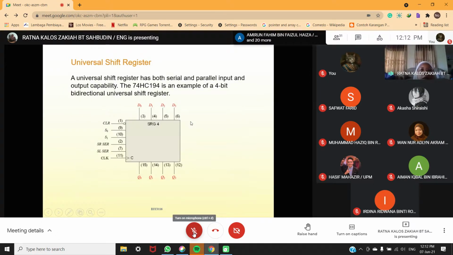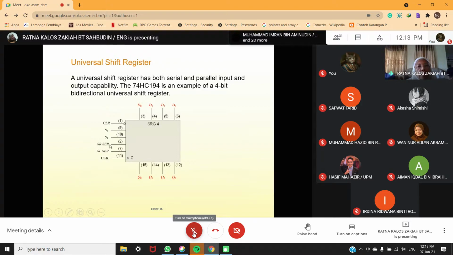Another type of shift register is the universal shift register. A universal shift register has both serial and parallel input and output capability. The 74HC194 is an example of a 4-bit bidirectional shift register, a universal shift register. So you have this one, with more control here. This is 4-bit.